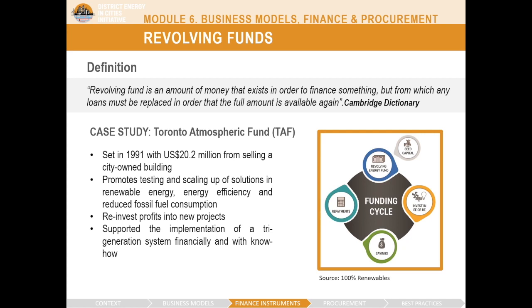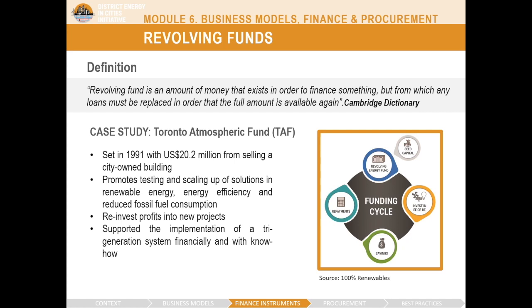Toronto established the non-profit Toronto Atmospheric Fund, or TAF, in 1991 with $20.2 million from the sale of a city-owned property. The fund's mission is to accelerate reductions in local greenhouse gas emissions by testing and scaling up solutions in renewable energy, energy efficiency, and reduced fossil fuel consumption.